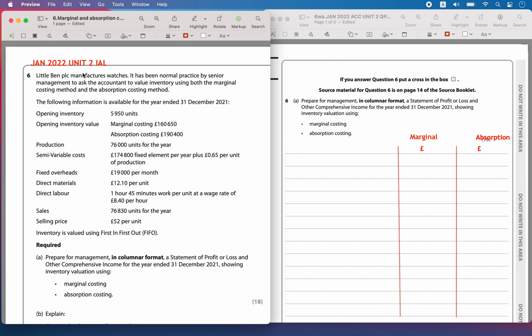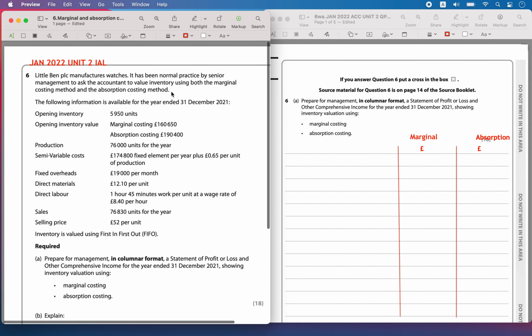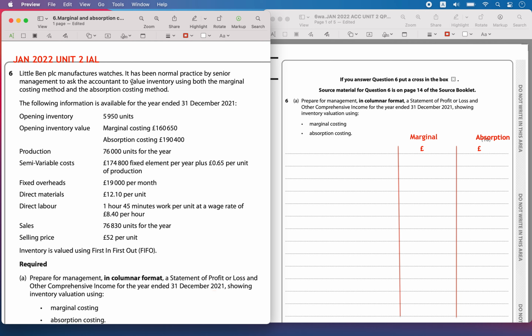Hello, today we are solving Jan 2022 Unit 2 IAL paper question number 6. Little Ben PLC manufactures watches. It has been normal practice by senior management to ask the accountant to value the inventory using both the marginal costing method and the absorption costing method. So he wants to value the inventory using these methods.